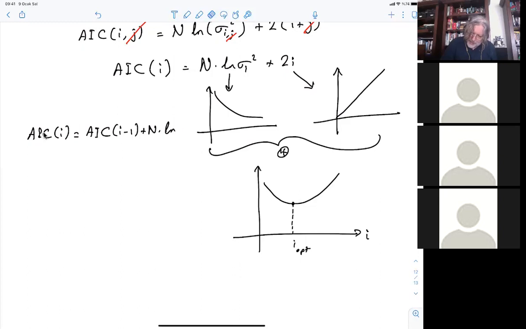I will have to erase this. I'm sorry about this, because I need that space.